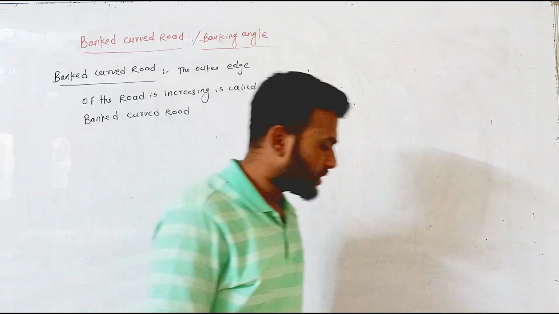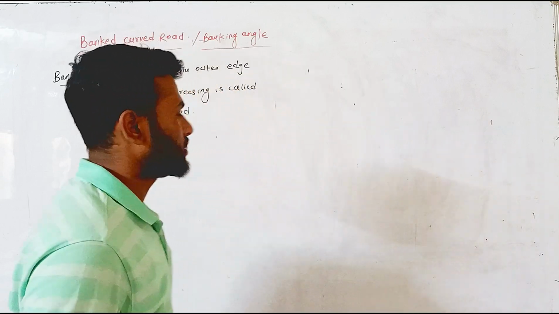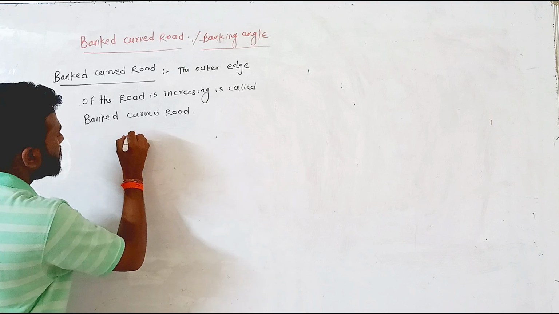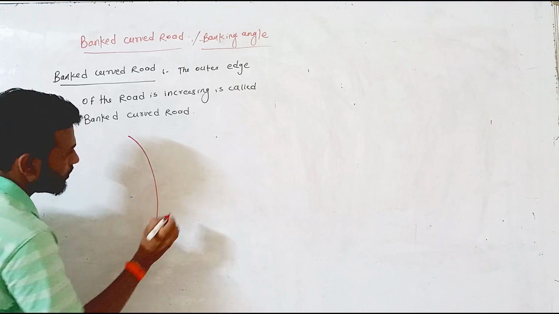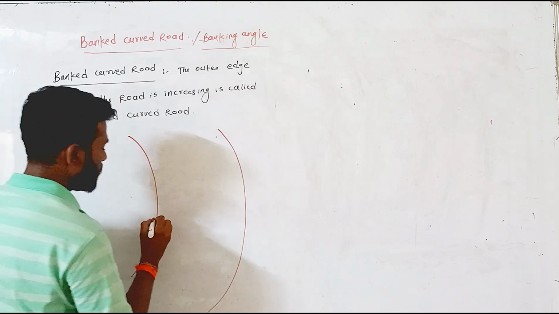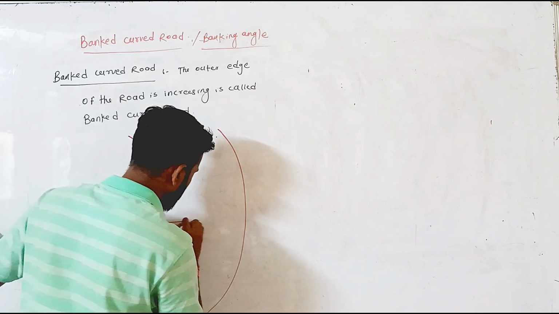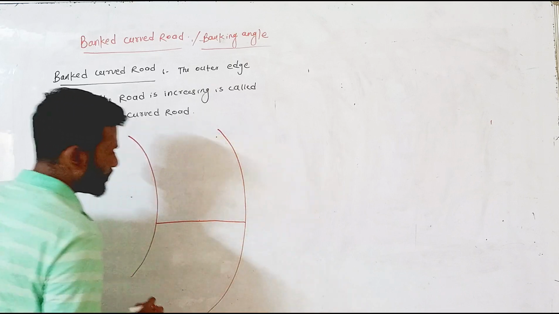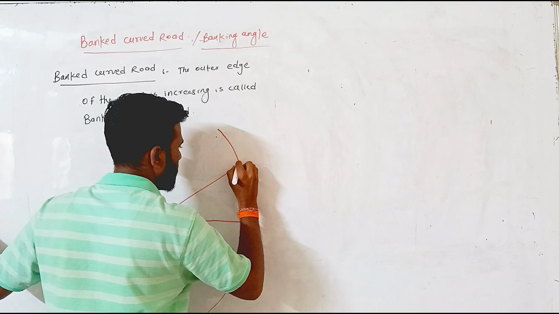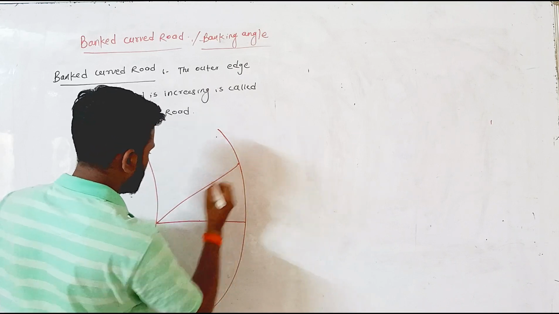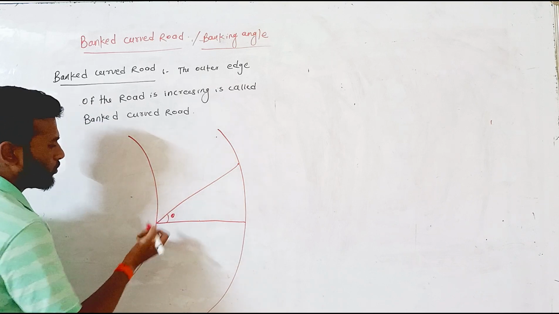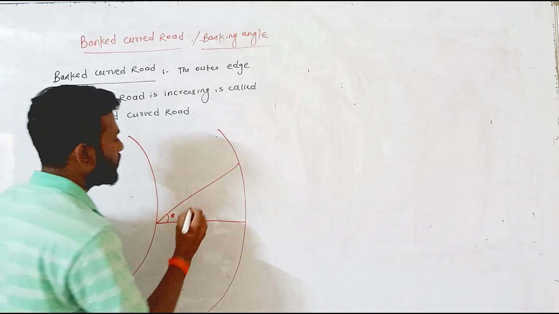So what will its structure look like? Let us see. This is the curve road. This is the surface of the road, and this angle is called the banked angle. We name it theta.